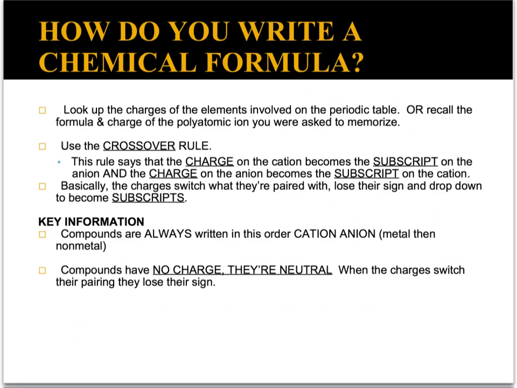First of all, compounds always have a specific order that they're written. So they're written cation, anion. So in other words, the positively charged ion followed by the negatively charged ion, or metal then nonmetal in some cases. Compounds themselves are neutral. They don't have a charge. So that means that the charges have to balance out to add up to a total of 0. So when they switch their pairing, they do lose their sign though. So for example, and we'll go with one of the ones that I listed on the previous page, I want to know what's the chemical formula going to be when I combine potassium, which is K, and iodine, which is I.